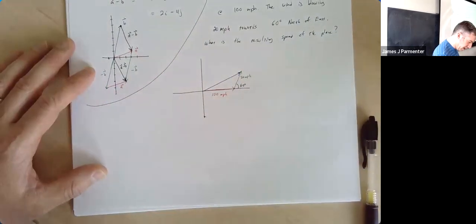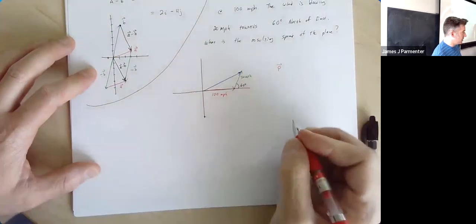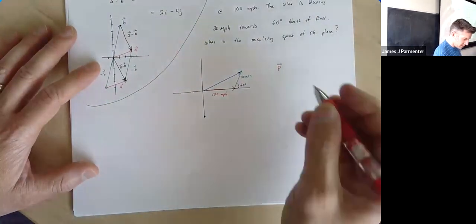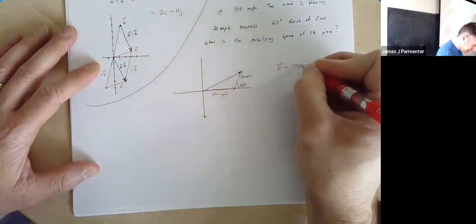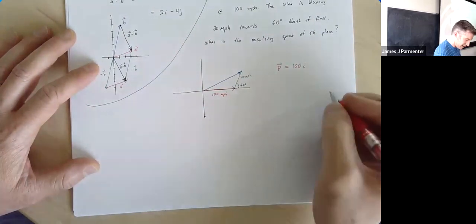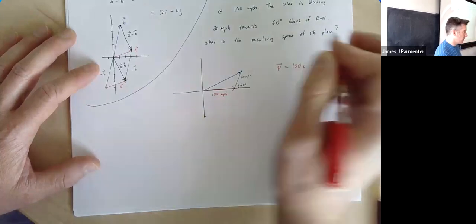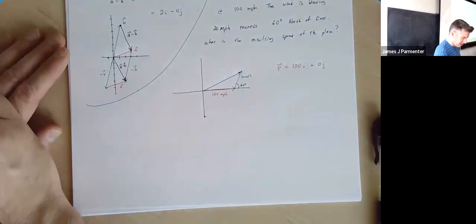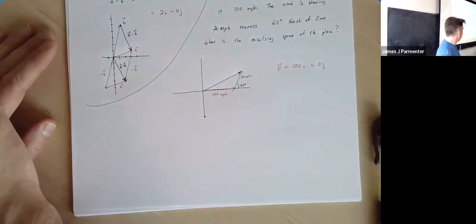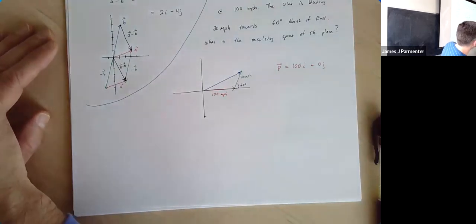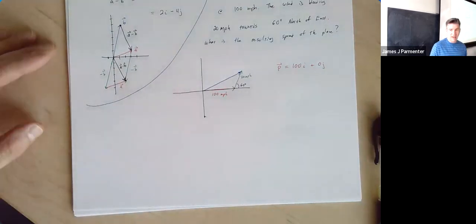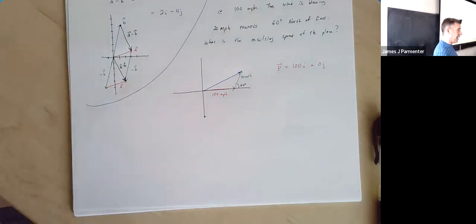So the vector for the plane is fully to the right. So it's going to be 100i plus 0j. There is no y component, it's all x component. But what about this other vector? The wind going 20 miles per hour at a 60-degree angle. That's got some x component and some y component, or some i and some j. So to find out what the i and j components are, I need to use trig functions.